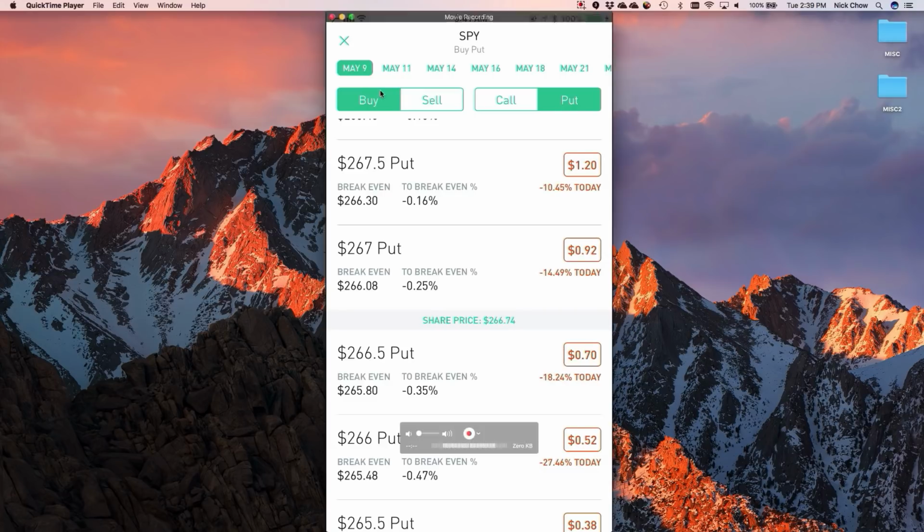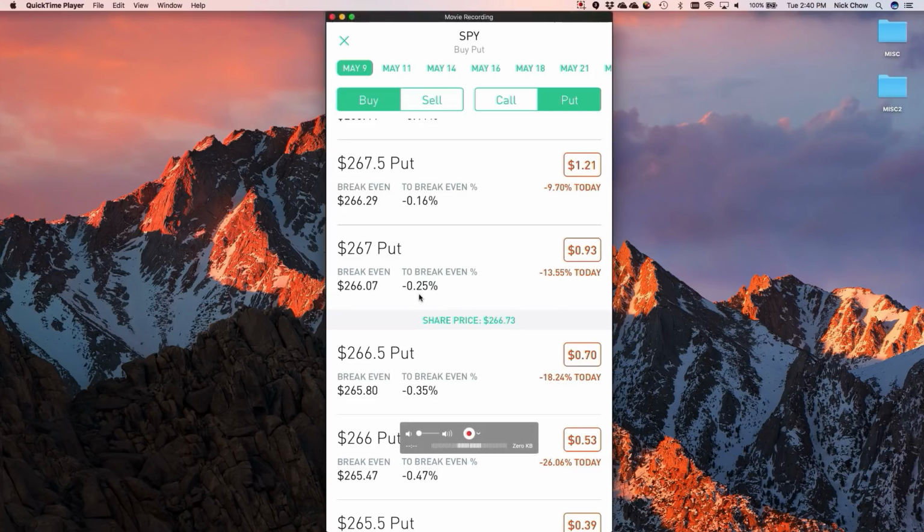I will say they do make it nice and easy to see if you're buying or selling. So if you're going long or going short options, it does make it easy to see if you're in a call or a put. I'm not a big fan of how they do this grid though. It doesn't show you easily if you're in the money or out of the money.